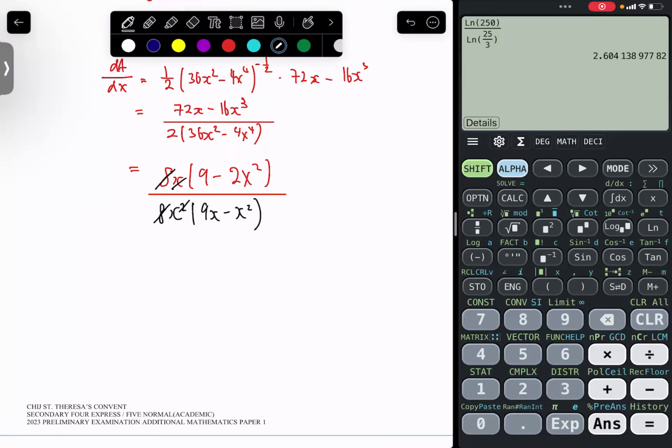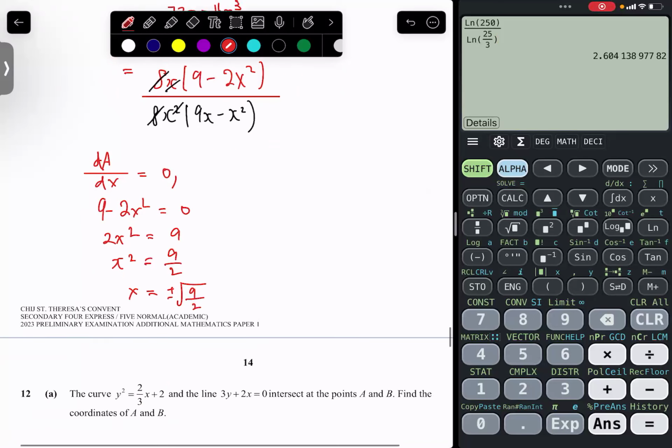But anyway, back to dA/dx equals 0. I would have 9 minus 2x squared equals 0. 2x squared equals 9. x squared equals 9 over 2. x equals plus or minus the square root of 9 over 2, in which we only take the positive square root of 9 over 2. The negative, I'll reject it.